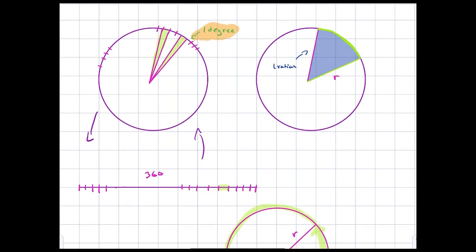If I paste a radius, however long that is, onto the outside of the circle, and then connect both points to the origin, or not necessarily the origin. If it was centered at the origin, it would be, but to the center of the circle, then I get 1 radian of angle.